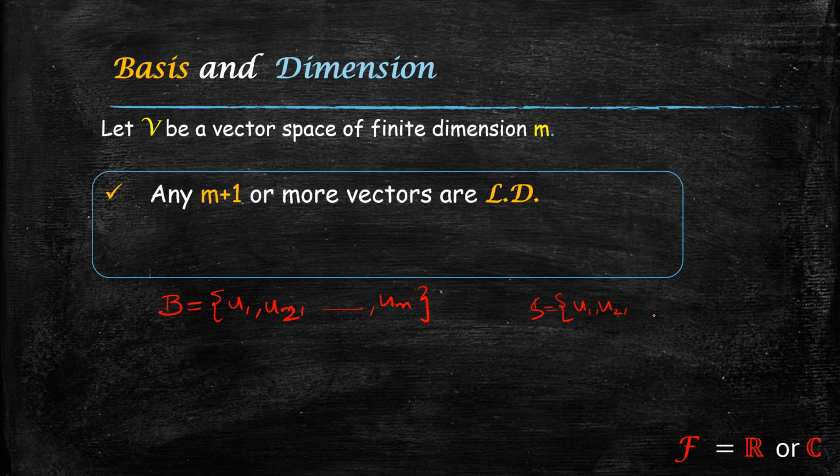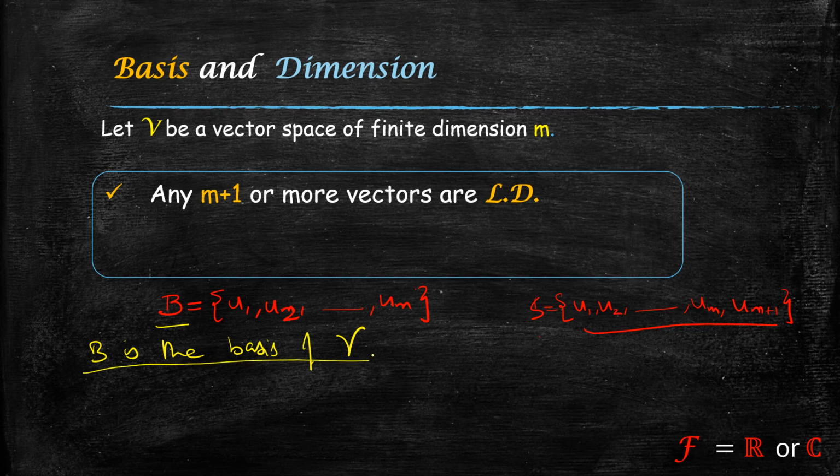Here I have taken the first m elements from the basis and another, the m plus 1th element. So now this set S contains m plus 1 vectors, and I want to show that this set S is linearly dependent. It is very easy to explain. As you know, B is the basis, so B is linearly independent and B spans V. So every vector of V can be written as a linear combination of elements of B.